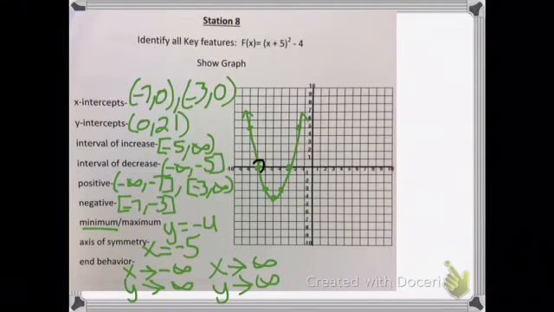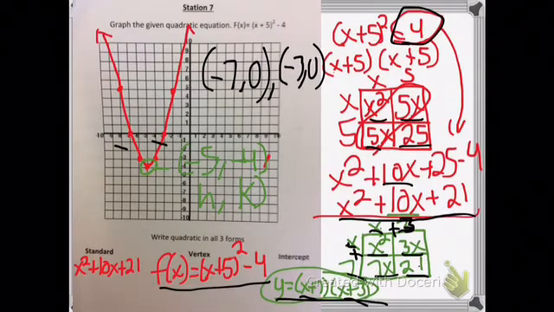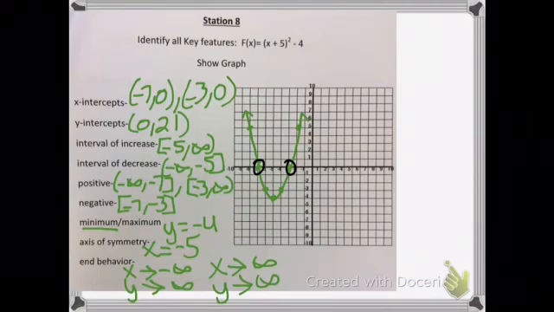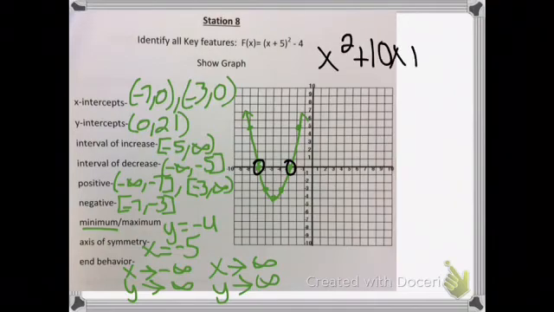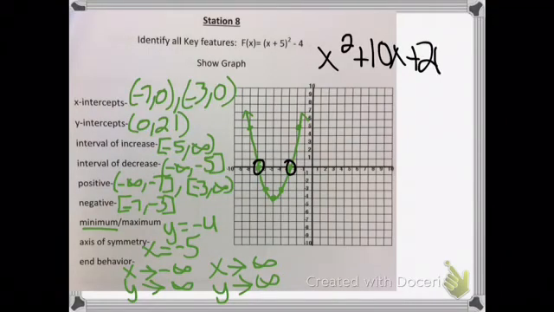Now right here on the key features, we've already talked about our x-intercepts. We see them right here, -7 and -3. Our y-intercept, 0, 21. This is where our functions are important. Got x squared plus 10x plus 21. Our c there is our y-intercept. So I know that 0, 21 is my y-intercept just by writing it in that form, in our standard form.